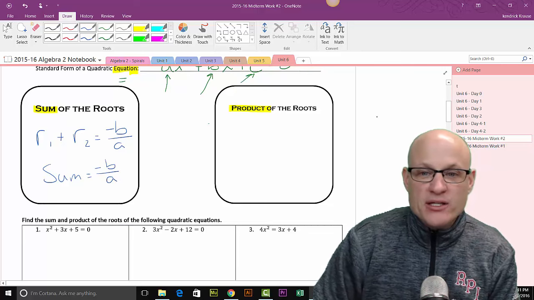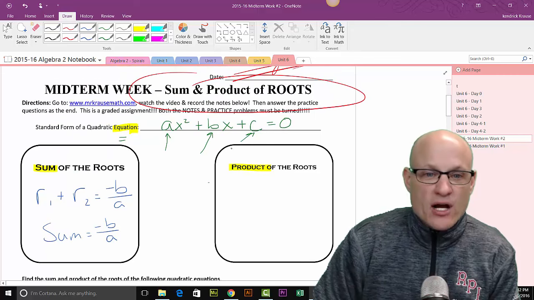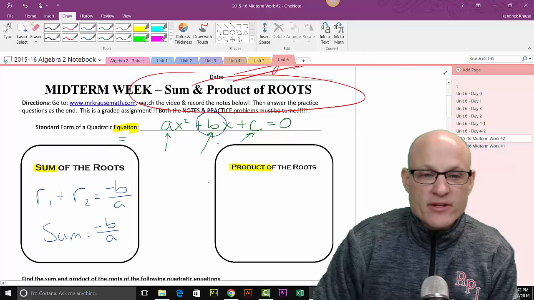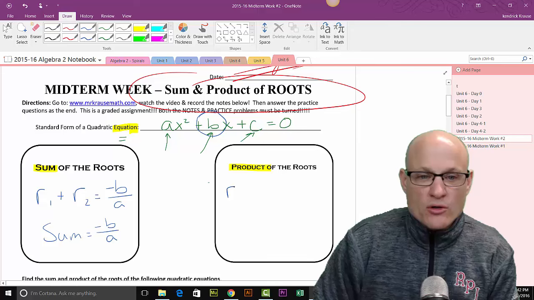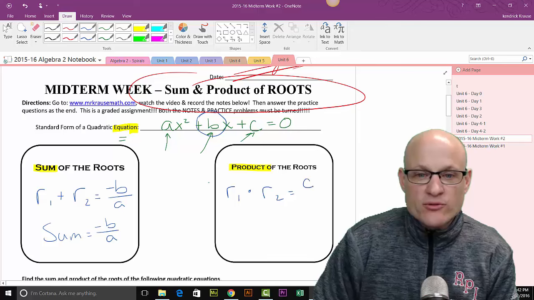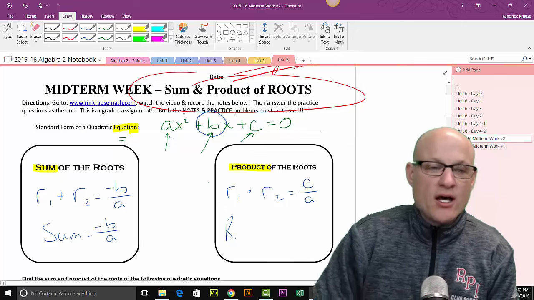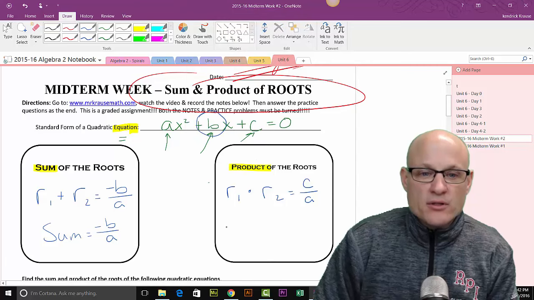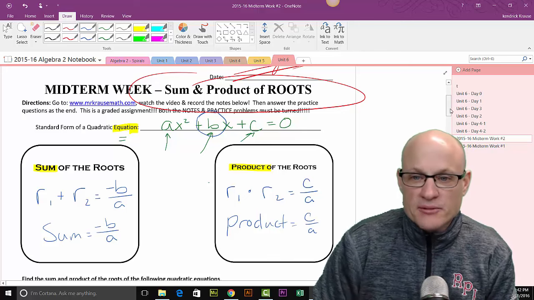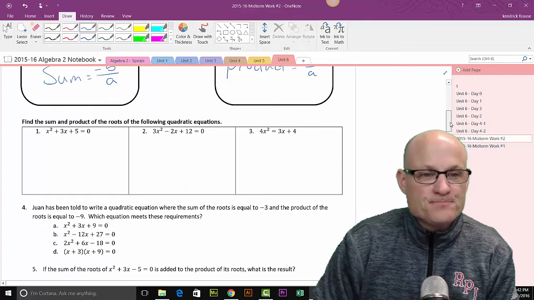Now, what do I mean by negative b? I mean the value of the number. I mean the number that's in front of the x. A is the number out in front. Product of the roots, or root 1 times root 2, is equal to c over a. Or another way to write it, the product of the roots is equal to c over a. And I'll use these interchangeably. So anyway, let's get started.